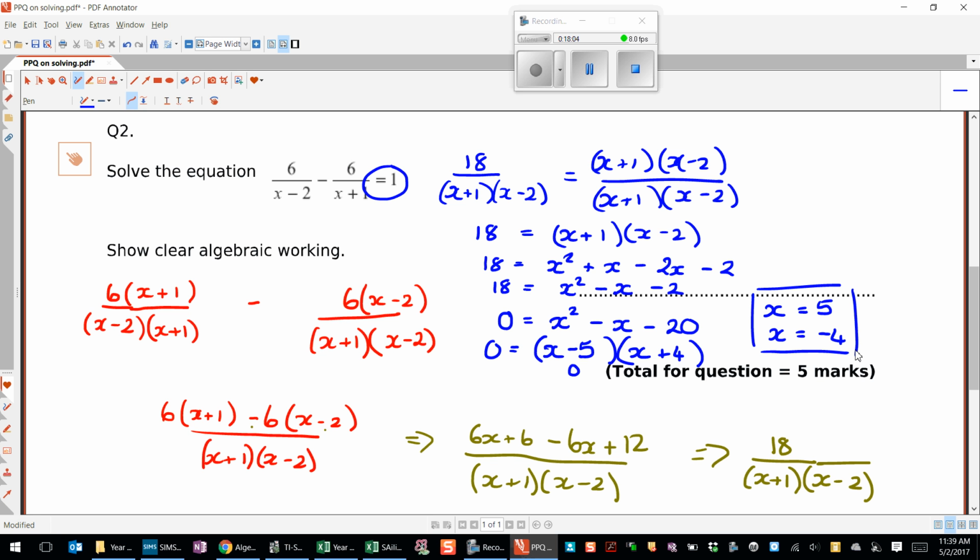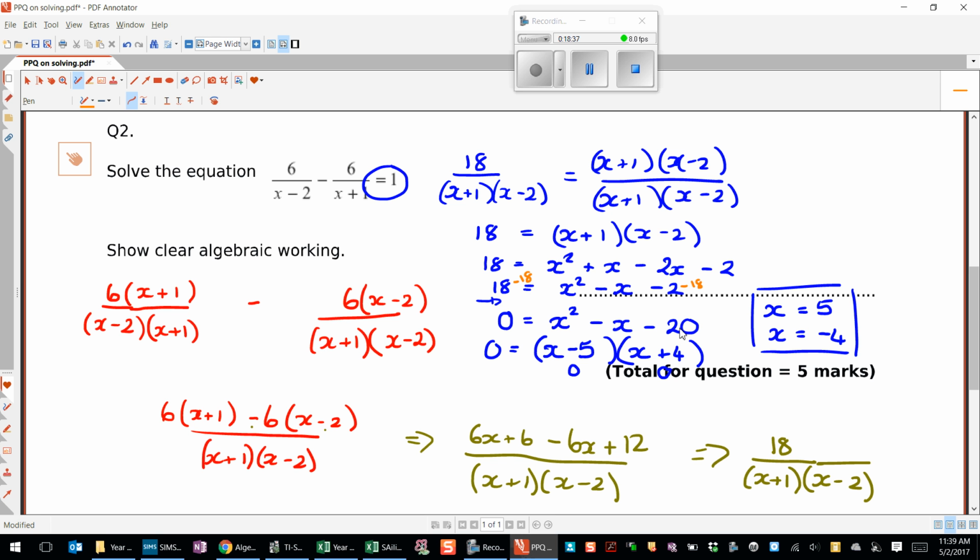Where did you get 0 in here? At this bit here. Because what Leah spotted was, at this stage, we had to make this 0. So we subtracted that 18 to make the 0, which means we needed to subtract the 18 from here too.